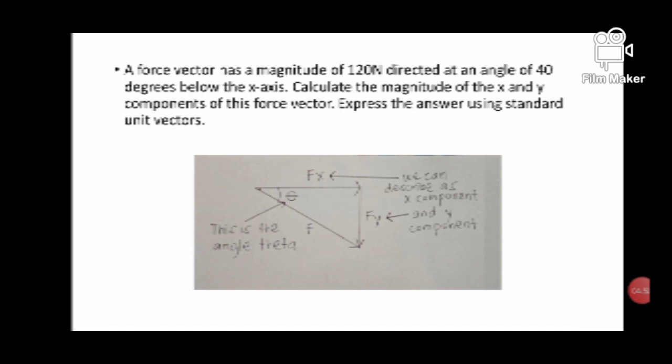The F is the 120 newtons, and it is directed at an angle of 40 degrees below the x-axis, so it should look like that. And we can put f of x and f of y in it so we can understand it more. We describe f of x as the x component, f of y as the y component, and theta as the angle theta.